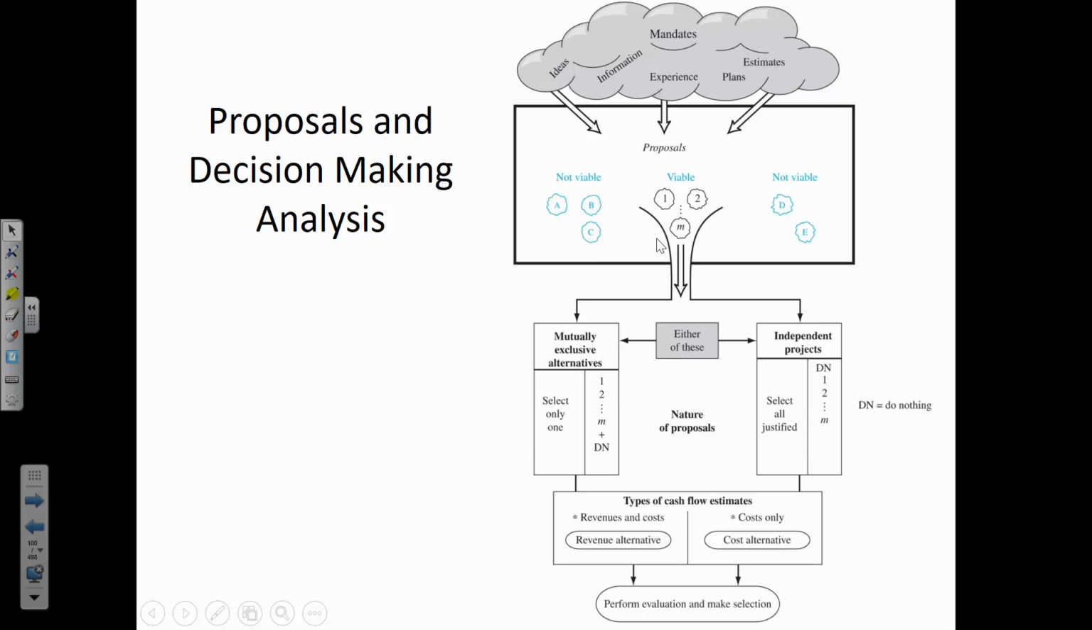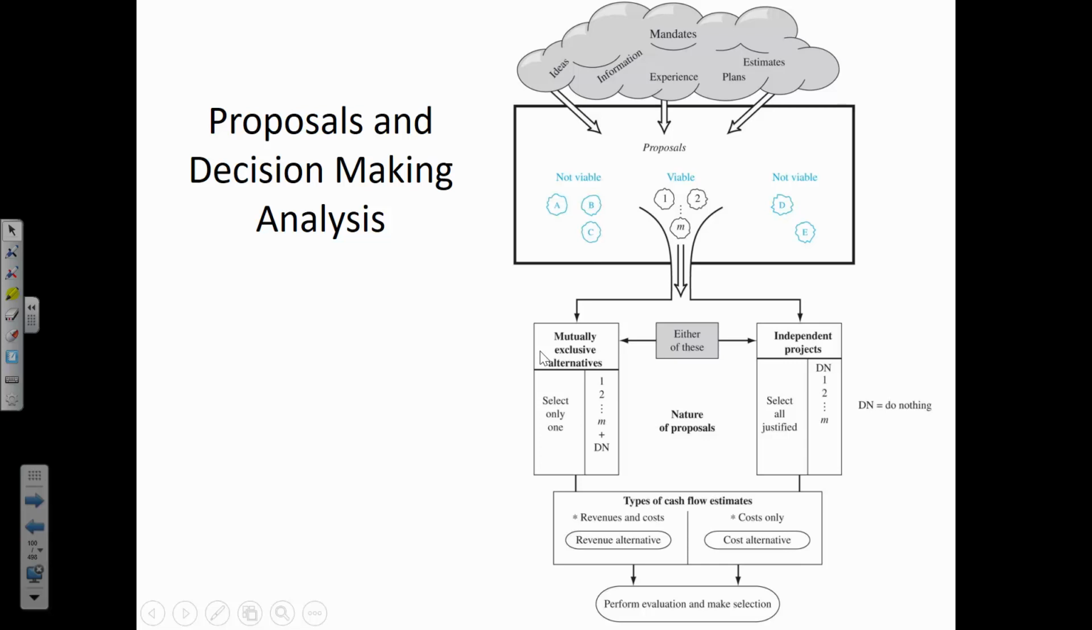And so there's an initial screening. But even among those that are viable, sometimes a choice is mutually exclusive. Mutually exclusive means that only one of the alternatives can be implemented. So for spring break, your mutually exclusive alternatives are stay home, go to Florida, go to Dubai. You can't do all of those things because you can't be in more than one place at a time.